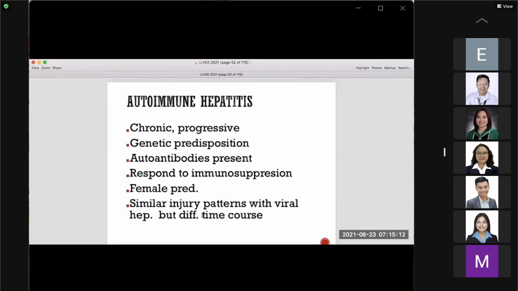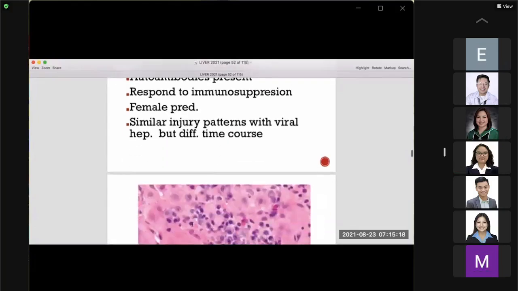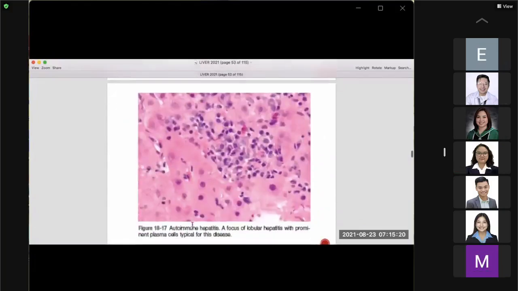Similar injury patterns with viral hepatitis, but there is a different time course for autoimmune hepatitis. Okay, so we get to see there presence of lobular hepatitis with plasma cells, typical for this disease. So we have to differentiate it, of course, from viral hepatitis.